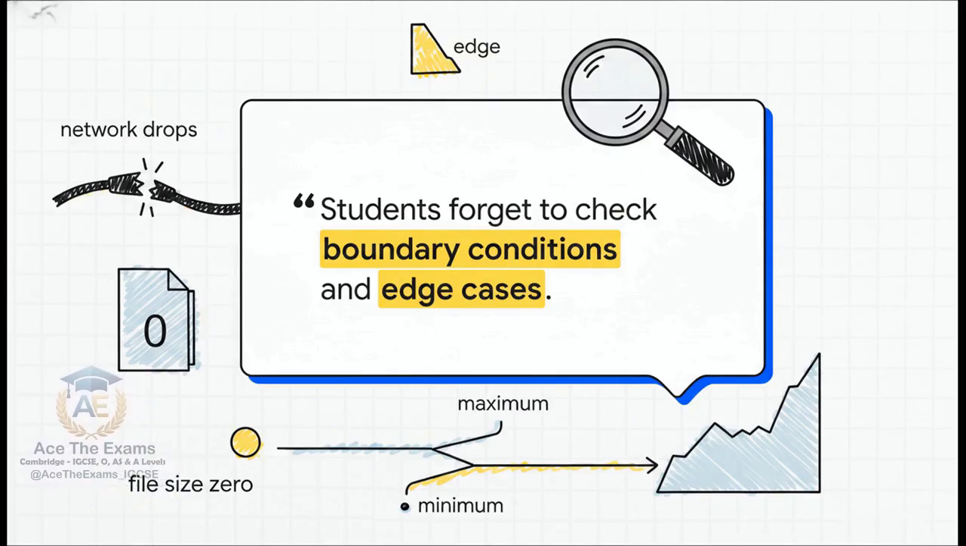What happens if the network drops completely during that surgical stream? What if the file size is 0? Overlooking these boundary conditions shows a lack of the thorough testing skills that Cambridge expects. If you aren't writing about edge cases, you aren't thinking like a computer scientist, you're just scratching the surface.